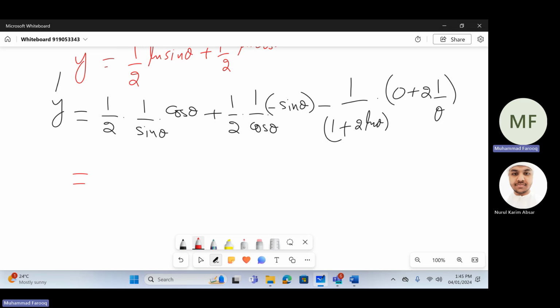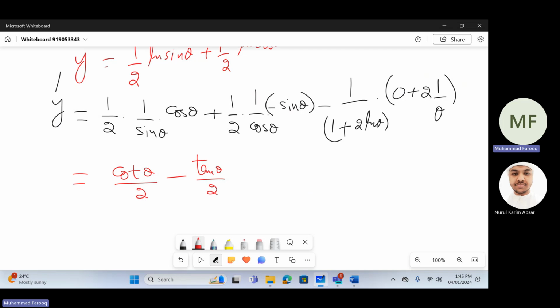So cosine by sine is cotan. So you have cotan theta over 2. Here, this is positive, this is negative. Sine by cosine is tan. So you have tan theta and divide by 2.